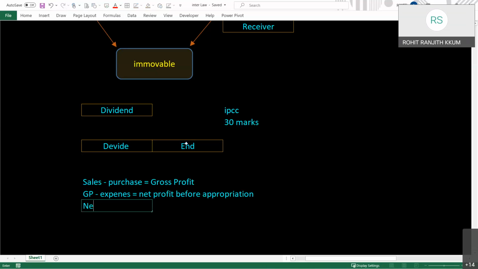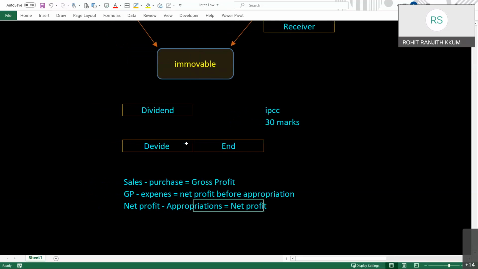And after that, net profit minus certain adjustments, you know, right? Adjustment in the sense like transferring to provisions, transferring to a lot of reserves. So net profit minus appropriations, then you have the net profit, and this net profit is known as end.